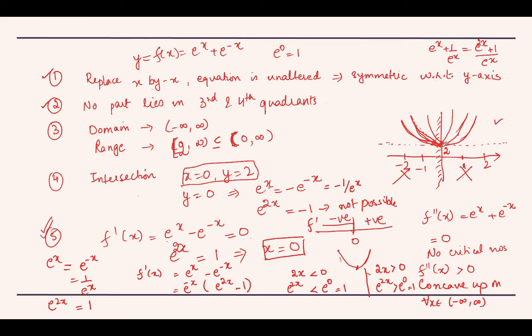x equals 0, sorry, not origin. x equals 0 and y is equal to 2. This point is the point of minima.